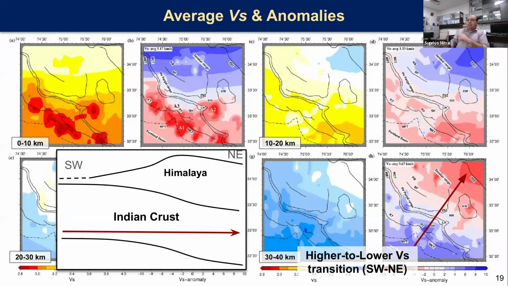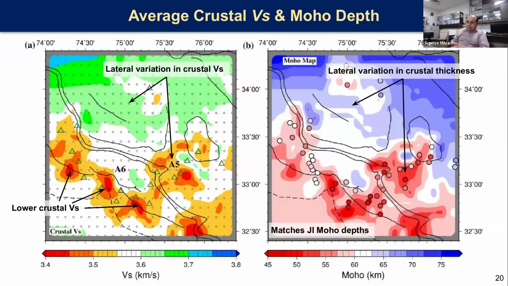Now, the last thing that I'm going to show you about the structure is the average crustal VS across this region and the variation in the MOHO depth. The way we pick the MOHO here is by picking the 4.3 kilometer per second contour, which is plotted on the right. And what you're seeing is the depth to the MOHO, which is color coded. So red is shallow, blue is deeper.